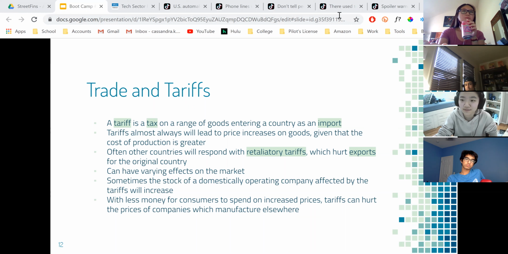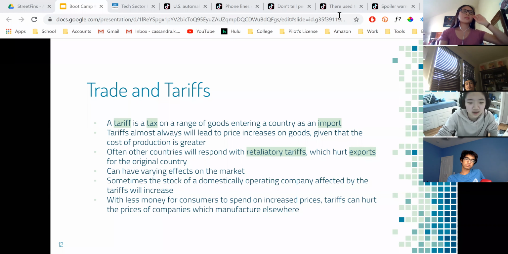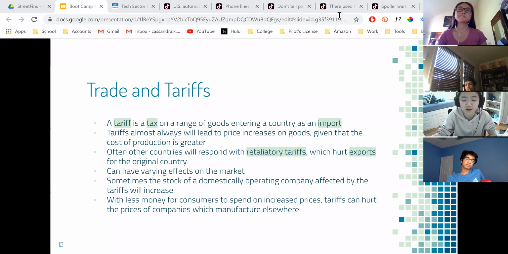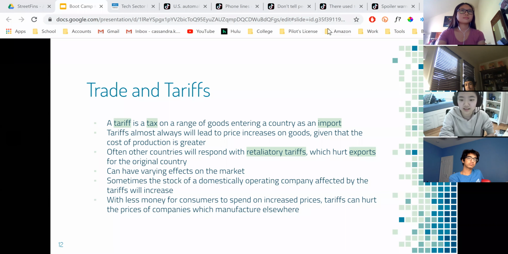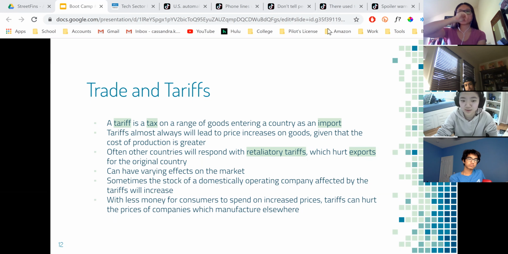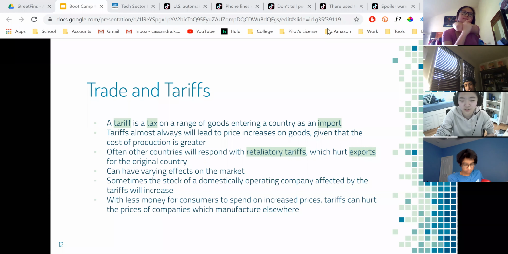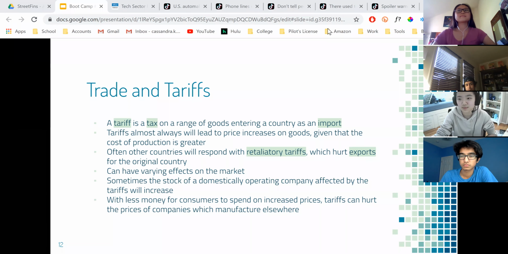So this can also have varying effects in the market, since many products can become more expensive or some companies can become more profitable. Sometimes a domestically operating company, which is a company that handles its activity and affairs within the country, has fewer imports, so tariffs don't apply as much to them, and their stocks increase as a result of their profits. Also, tariffs can hurt companies who import their goods, since importing becomes expensive and the company will make less money as a result. So they increase the price of their goods, and people don't buy it as much.